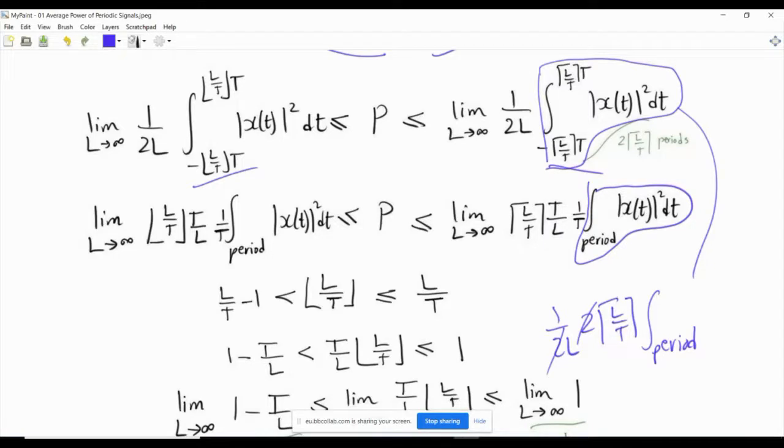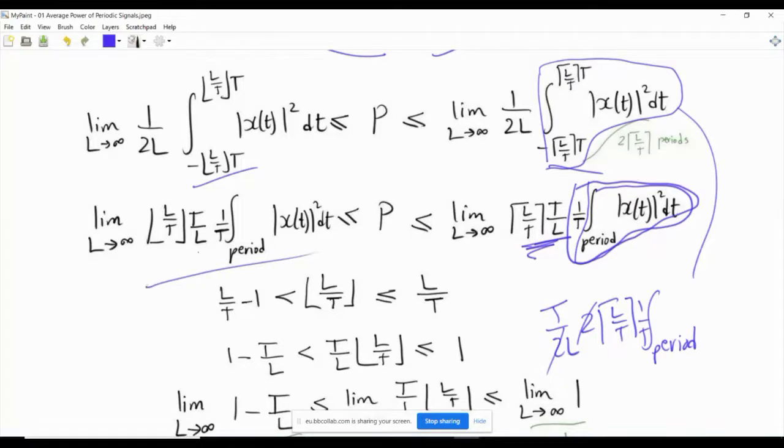2 goes with 2, and then what you can do here is multiply by big T and divide by big T. Okay, so what you will get is basically 1 over T multiplied by the integration over just 1 period, which is basically the formula that we want to prove. And then there are extra terms here: the limit as L goes to infinity of the ceiling of L over T, multiplied by T over L.